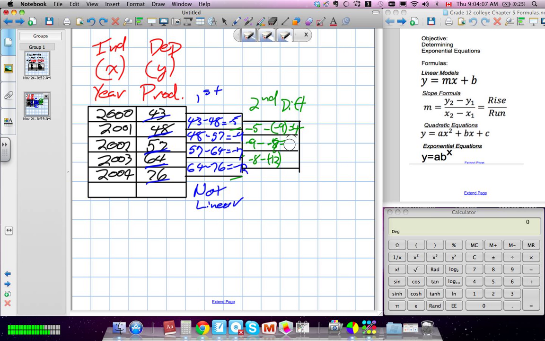And finally, positive 4. Are our second differences the same? We have negative 4, negative 2, and negative 4. Are the second differences the same at all? No. So, this is not quadratic either.